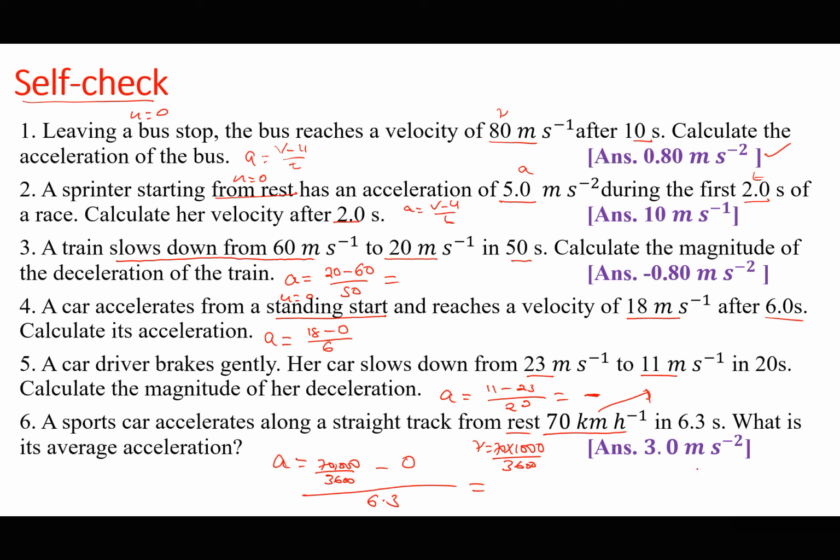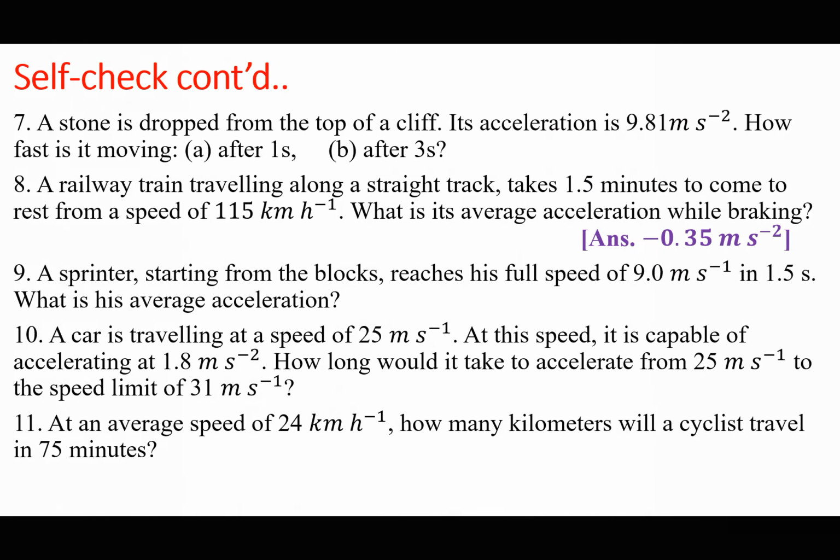Let me check. 70,000 divided by 3,600 divided by 6.3. That answer is correct. You can stop the video and try to practice this because they are not really very important questions for this level.